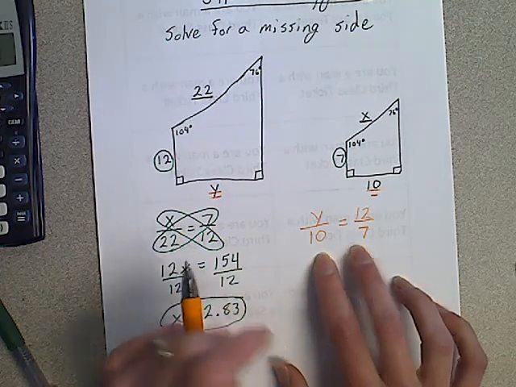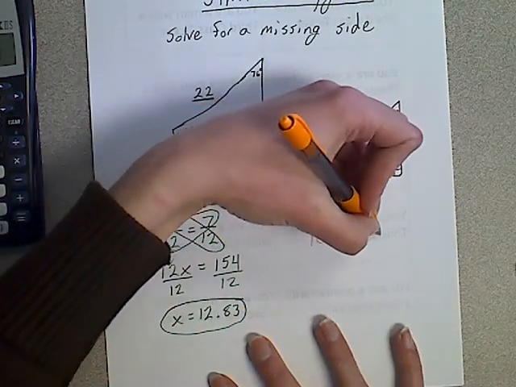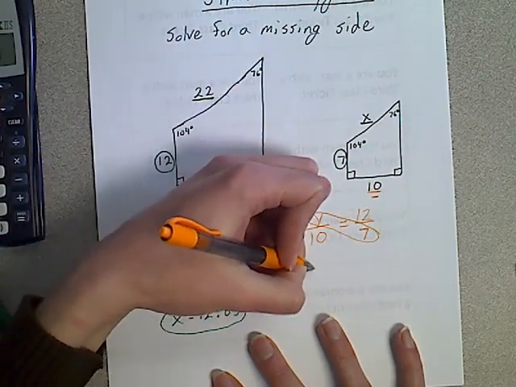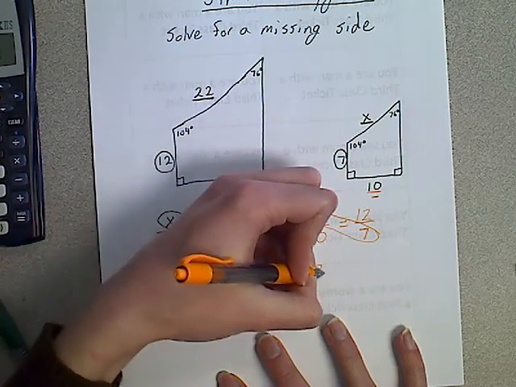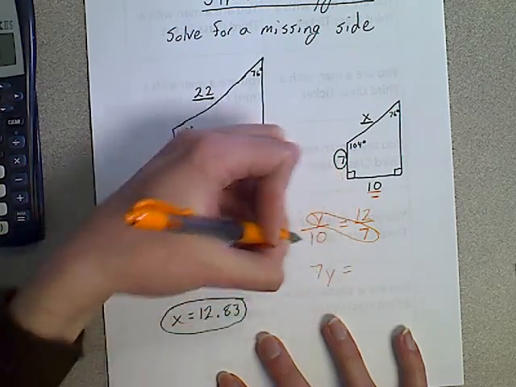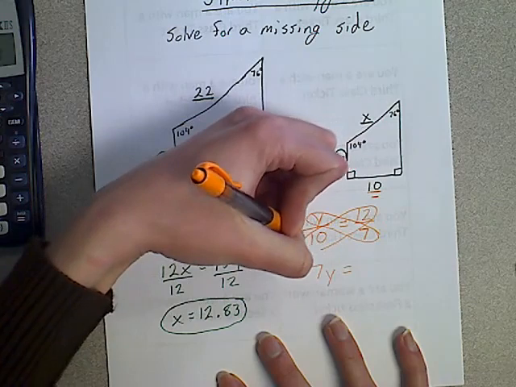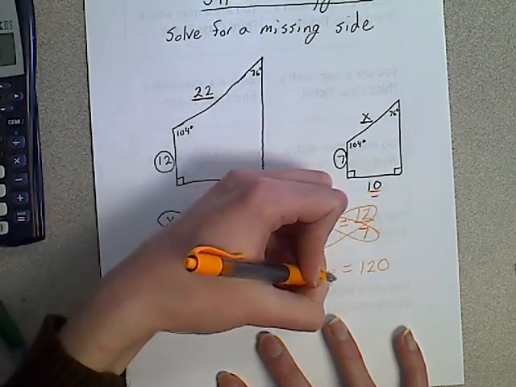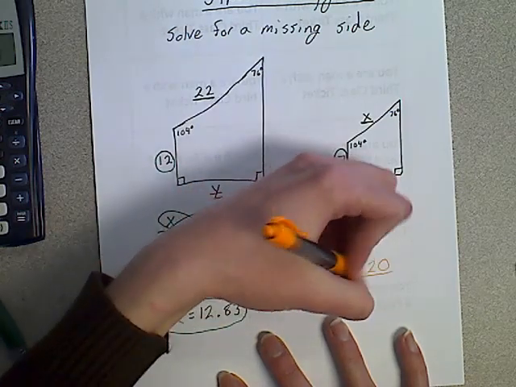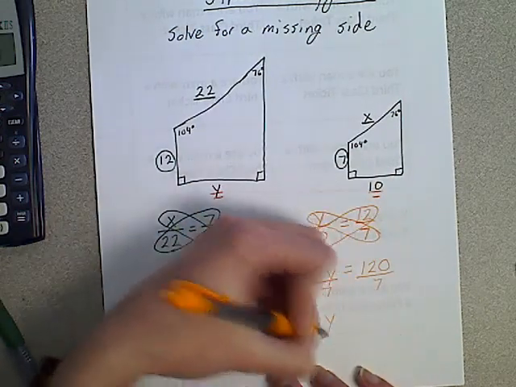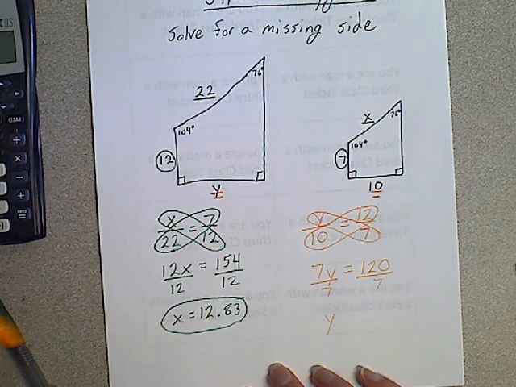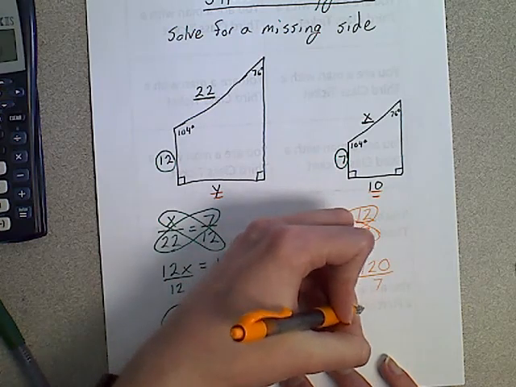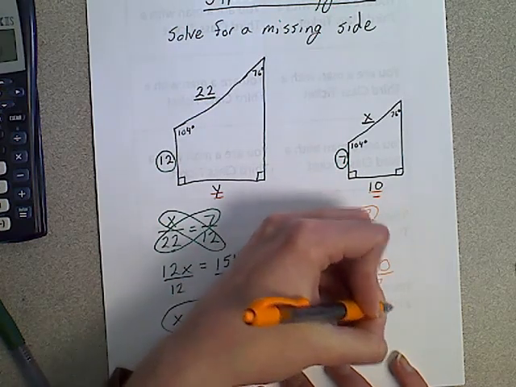Once we have our proportions set up, we can do our cross multiplying yet again. So we'll have y times 7, which gives us 7y, equals 10 times 12, which gives us 120. Then we'll divide both sides by 7. So we get that y is approximately 17.14.